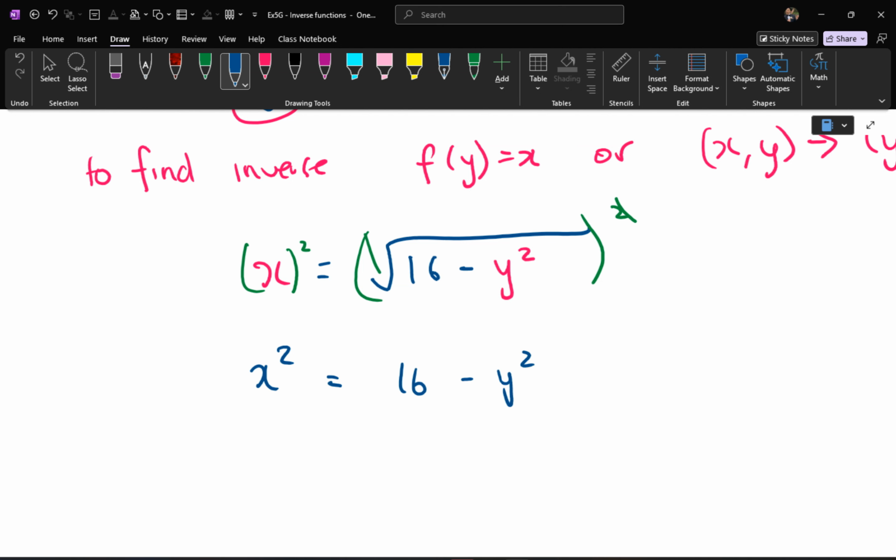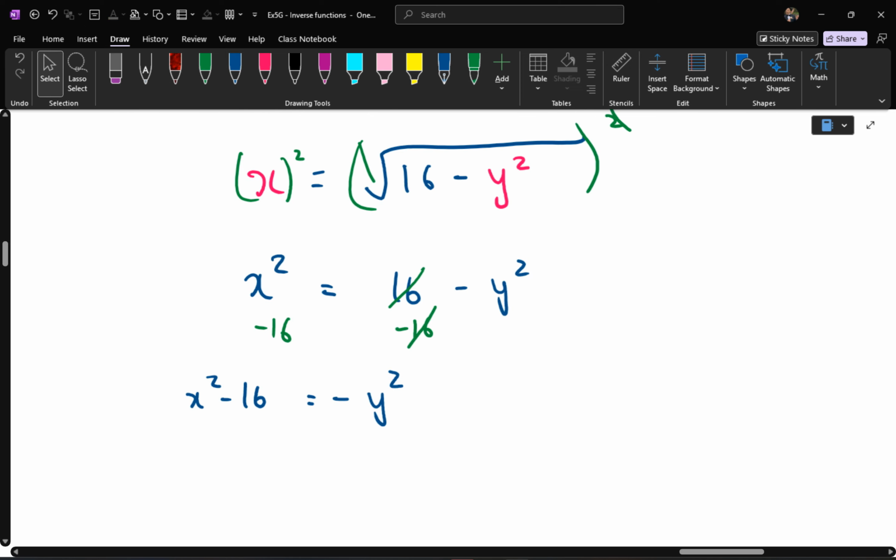Inverse of BODMAS, so get rid of the 16. How do I get rid of 16? Let's go with Luke. Very good. So here we would minus 16, because positive 16 minus 16 cancels out. You end up with negative y squared is equal to x squared minus 16.